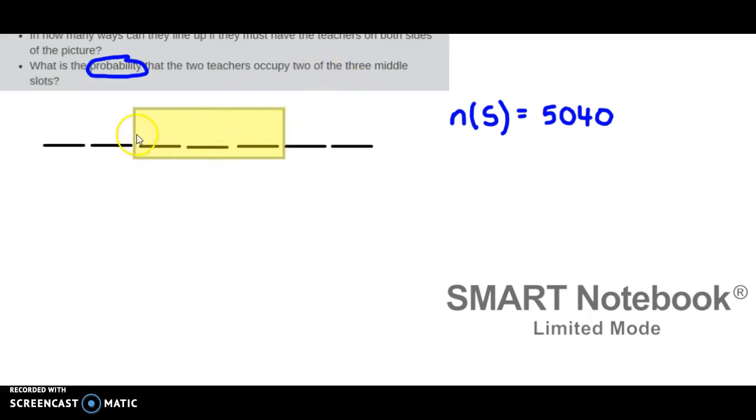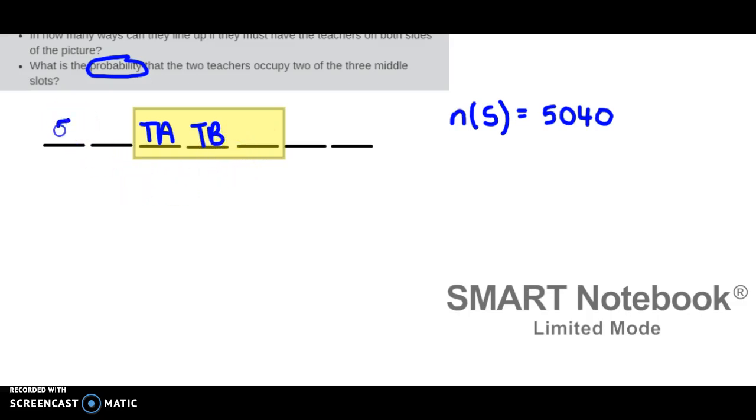So I'm going to call the 2 teachers TA and TB, for teacher A and teacher B. How many ways can they take up 2 of these 3 spots? Well, here's one way. I can put teacher A here and then teacher B here. And then the remainder of the spots have to be filled by the students. Now, how many ways can that happen?